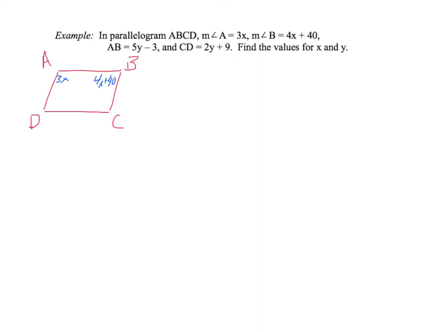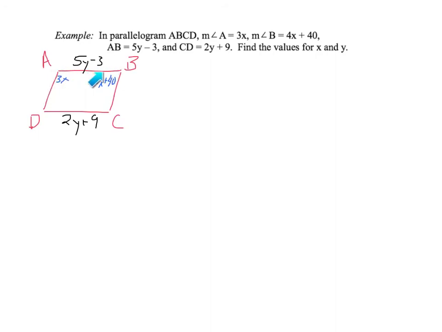Next, they told me that segment AB was 5y minus 3, and CD was 2y plus 9. Now that I've got my diagram labeled, I can try to set up a couple equations to help me solve for my x's and y's. Let's go ahead and take a look at x's first. The ones that are dealing with x's are my angles.